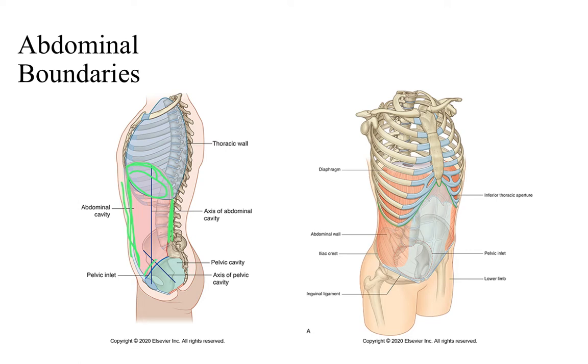And then there's a boundary here that's imaginary. There's no physical thing there separating the abdominal cavity from the pelvic cavity. Sometimes they're considered together as the abdominopelvic cavity, but if we're strictly talking about the abdomen and the abdominal cavity, the boundary here would be this imaginary line between the pubic bone and the sacrum. Then, of course, the lateral boundaries would be the abdominal wall muscles as well.